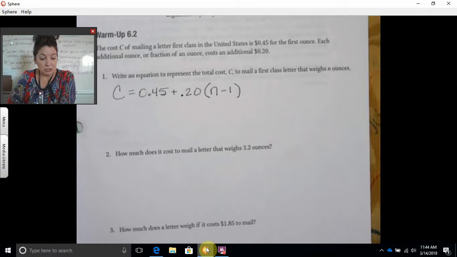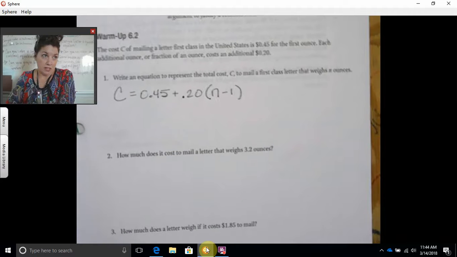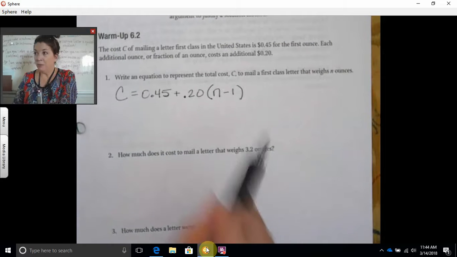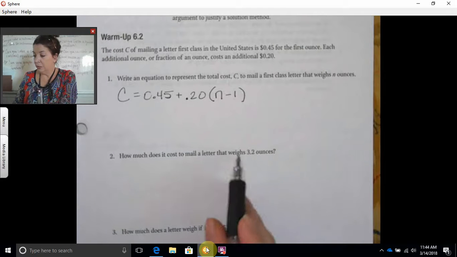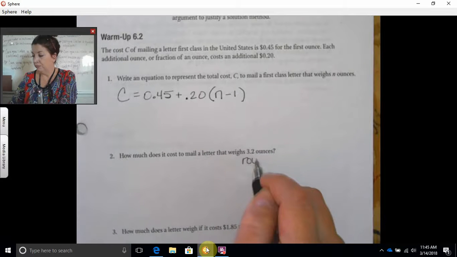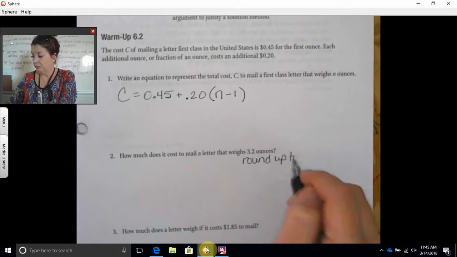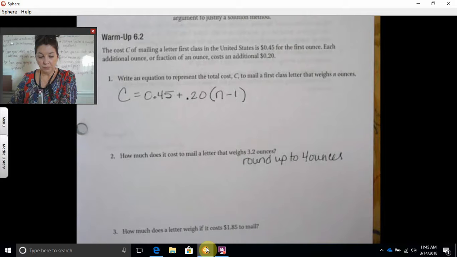Number 2. Now, number 2 is a little tricky as well. How much does it cost to mail a letter that weighs 3.2 ounces? Now, I know what you're going to want to do because it's what I wanted to do as well. You're going to want to substitute 3.2 for n, all right? But because partial ounces get charged the whole amount, you're going to round that up to 4 ounces. So you wouldn't always round in a problem. It just depends on how the information is presented to you, okay?